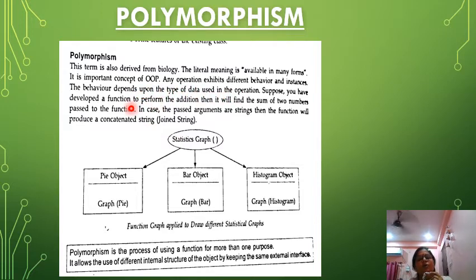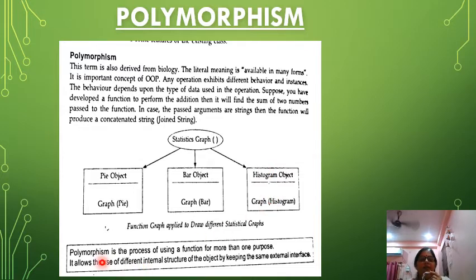Suppose you have developed a function to perform the addition, then it will find the sum of two numbers passed to the function. In case the passed arguments are strings, then the function will produce a concatenated string, meaning joined string. With add we can add two integers, and we can add two strings also. Then with one function we can do two operations, that is known as polymorphism. See, here in the example it has been shown that a static graph can be a pie graph, it can be a bar graph, it can be a histogram also.